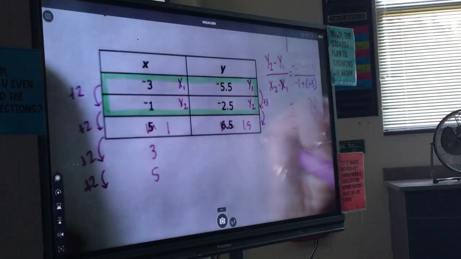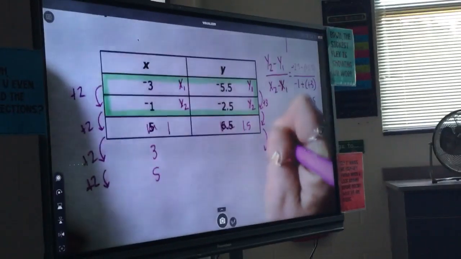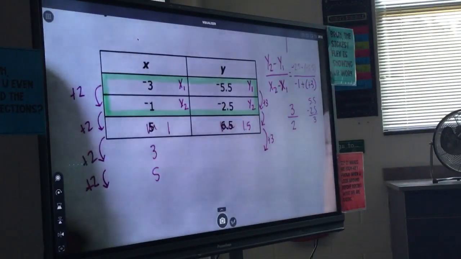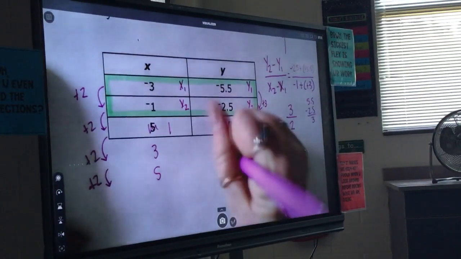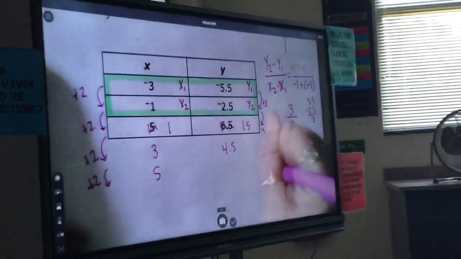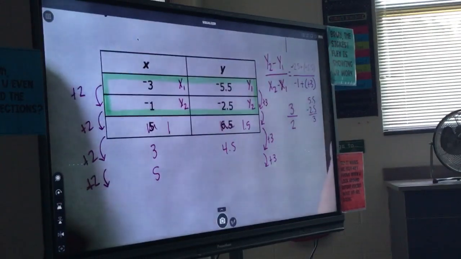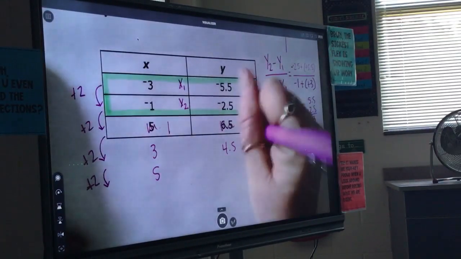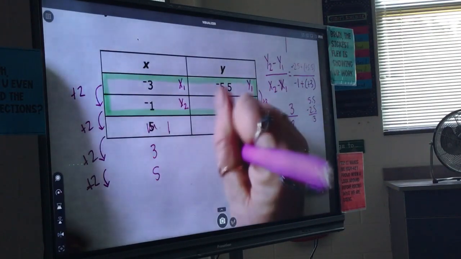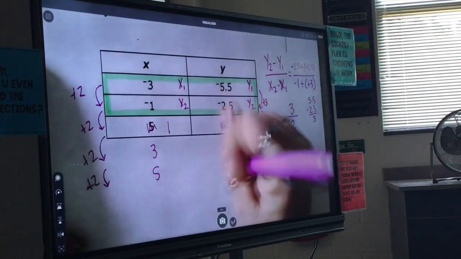Yes. Okay, so then what if I added a 3? What's 3 plus 1.5? 4.5. And what's 4.5 plus 3? 7.5. No, I did my math wrong then. This should be half, sorry. That should be 3. This should be 6.5.